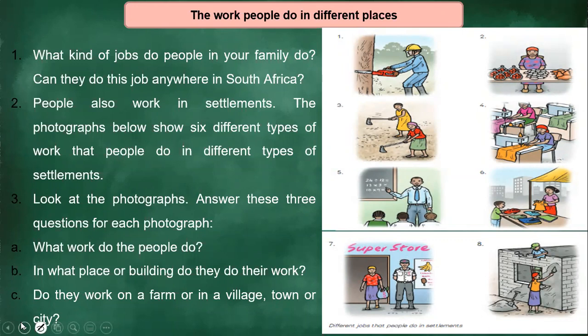The teacher that is teaching the learners, they do their work in a village, town, and city. The lady who sells clothes does it in the city. Yes. And the security guard at the superstore works in the city, and then the builders, they work in a farm, a village, town, or a city.